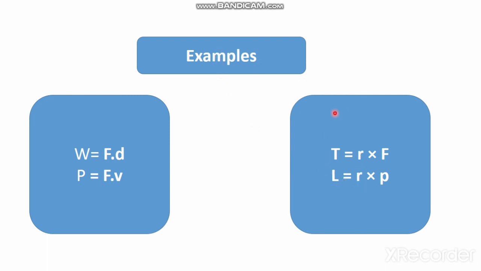Examples of cross product or vector product are tau is equal to R cross F, where R, F and tau are vectors. Tau is a vector quantity, and R and F are both vectors. R is the perpendicular distance between the line of action of force and the axis of rotation, and L is equal to R cross P, the angular momentum. Here R is also the moment arm, the perpendicular distance between the line of action of force and axis of rotation.